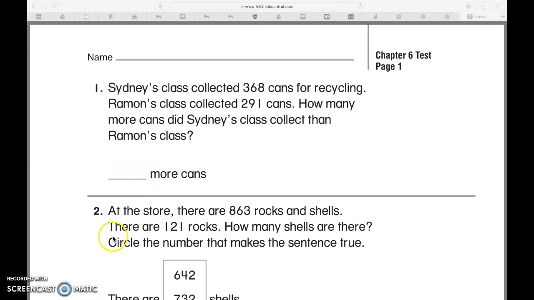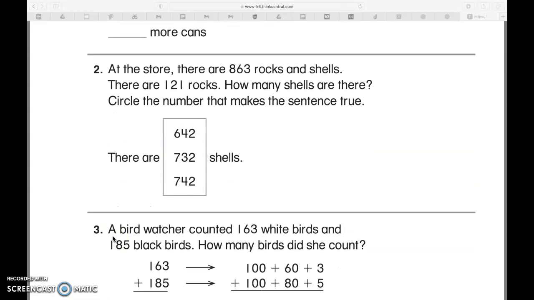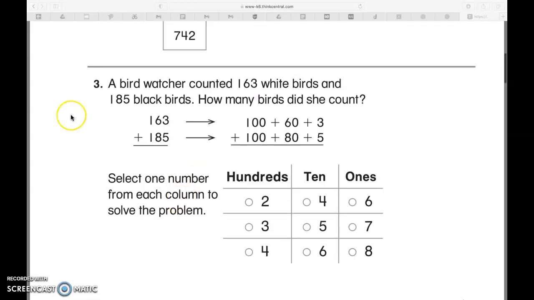Number 2, at the store there are 863 rocks and shells. There are 121 rocks. How many shells are there? So circle the number that makes the sentence true. So if the store has 863 rocks and shells and 121 of them are rocks, how many shells are left? You can use this workspace over here, and then you're going to fill in the math sentence for what's true. There are 643, 732, 742 shells.